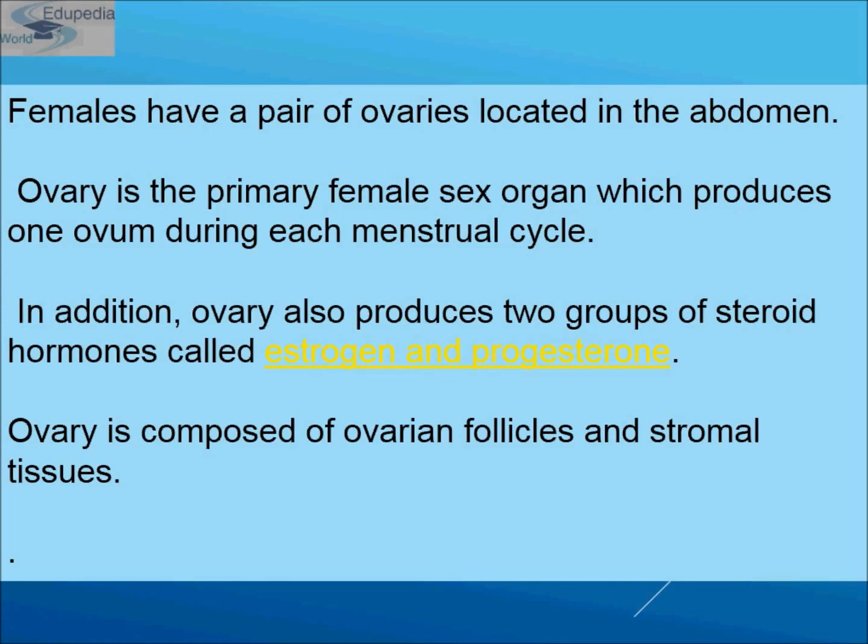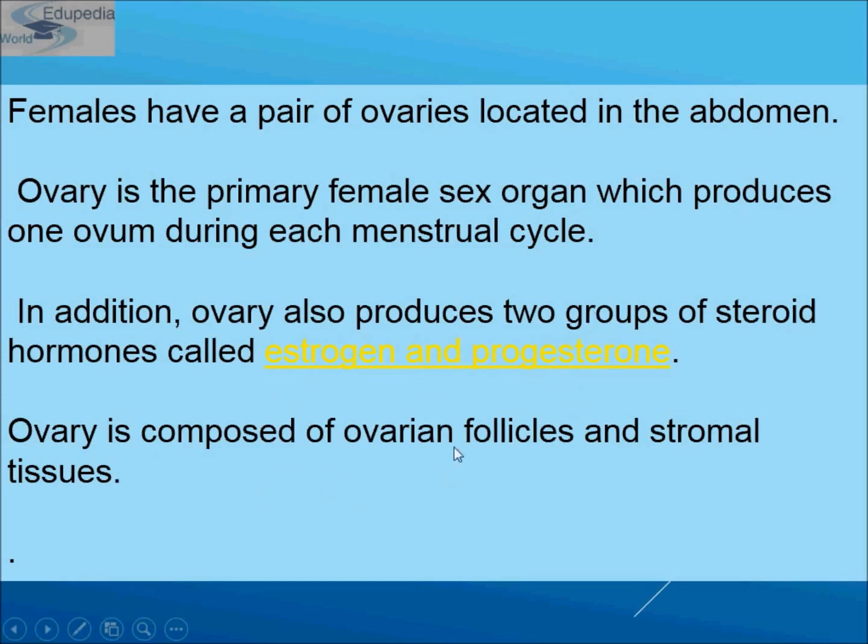Now females, as I told you, have a pair of ovaries located in the abdomen part. An ovary is a female sex organ that produces one ovum during each menstrual cycle. In addition, ovaries also produce two groups of steroid hormones known as estrogen and progesterone. Okay.